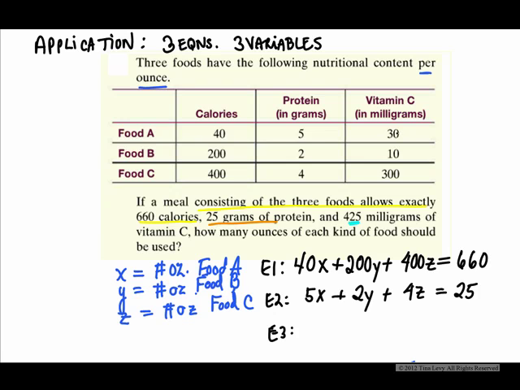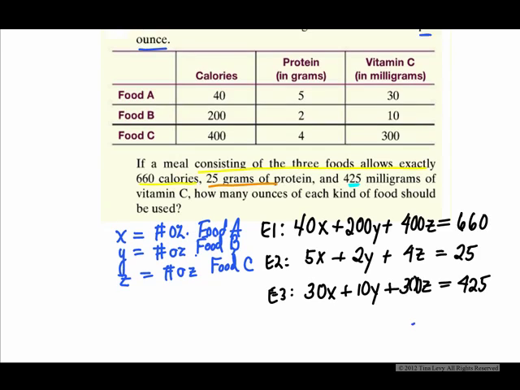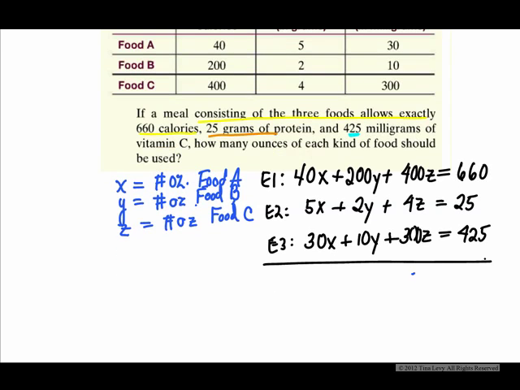Equation 3 tells us 30 times, that's how many milligrams of vitamin C, times the number of ounces, 30x, plus 10 times the number of ounces of food Y, plus 300 food C. That must total 425. We now have 3 equations, 3 variables, and we're going to now use our techniques to solve for the number of ounces of each.